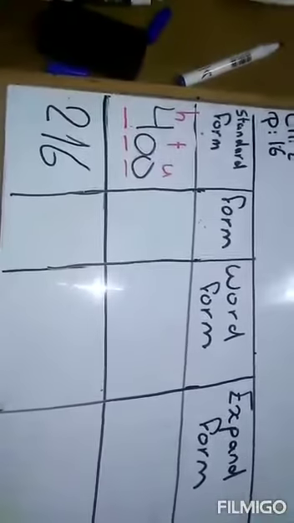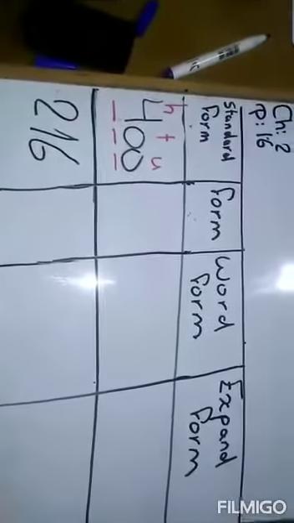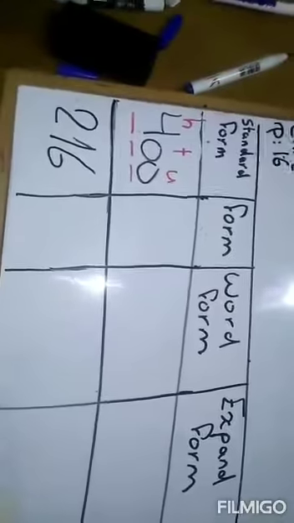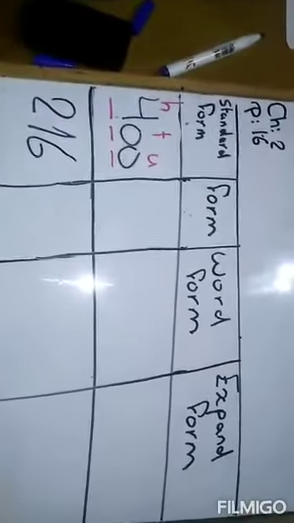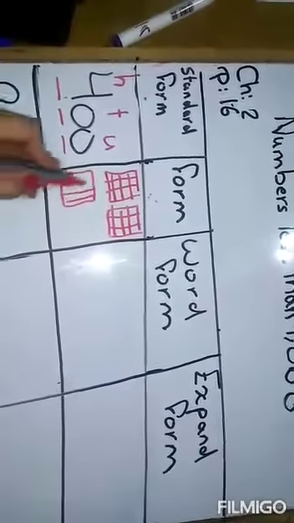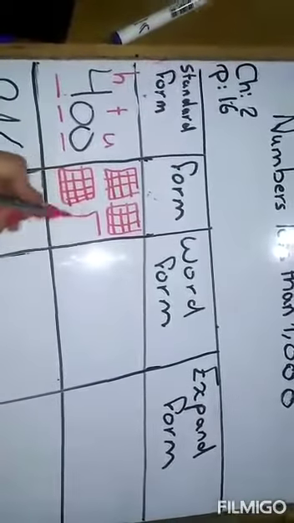The shape of 400: since the tens and the units are 0, I have only the shape of hundreds. So hundreds look like walls. They are like the walls. So I will draw 4 walls. You see? They are like the walls. So I have 4 walls, so 4 hundreds.